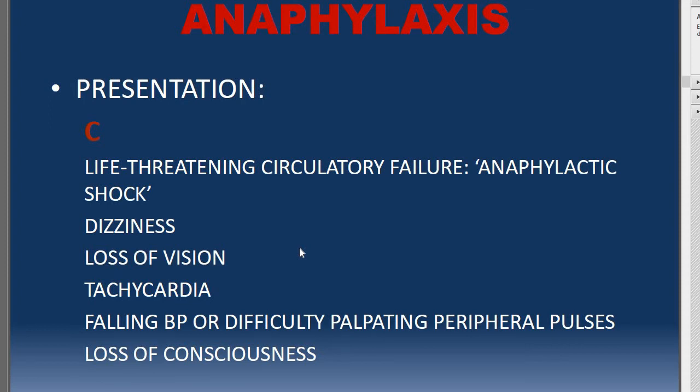C, so you might then get a life-threatening circulatory problem, so anaphylactic shock. This is where, if you imagine all the blood in the body is contained in one system, your veins and your arteries and your heart. Now, the arteries and the veins can all dilate, and if they all dilate and you've still got the same amount of volume inside them, the pressure is going to drop, and that pressure is your blood pressure.